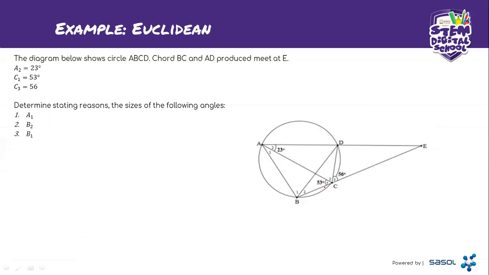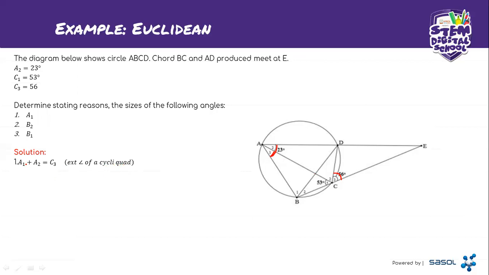Now let's answer the following question. You should determine, and state reasons, the size of the following angle, angle A1. Let's go and look for that, angle A1. We need this angle here. Let's check how we answer that. Yes, angle A1 plus angle A2 is equal to this angle C3. What is the reason for that? Exterior angle of a cyclic quad, right? Exterior angle of a cyclic quad.